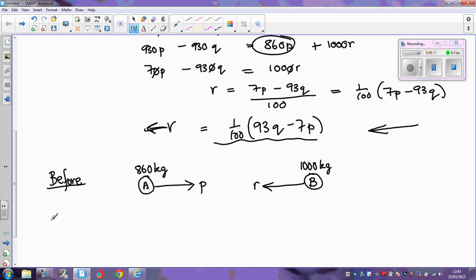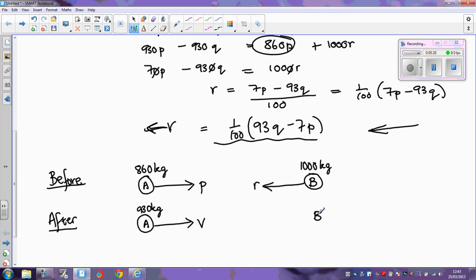What happens now is that before the boats actually move apart, the passenger gets back into his original boat. So he gets back into A, which now goes back up to being 930 kilograms. And we don't know what happens to A, but we just know that it's going to continue at speed v.